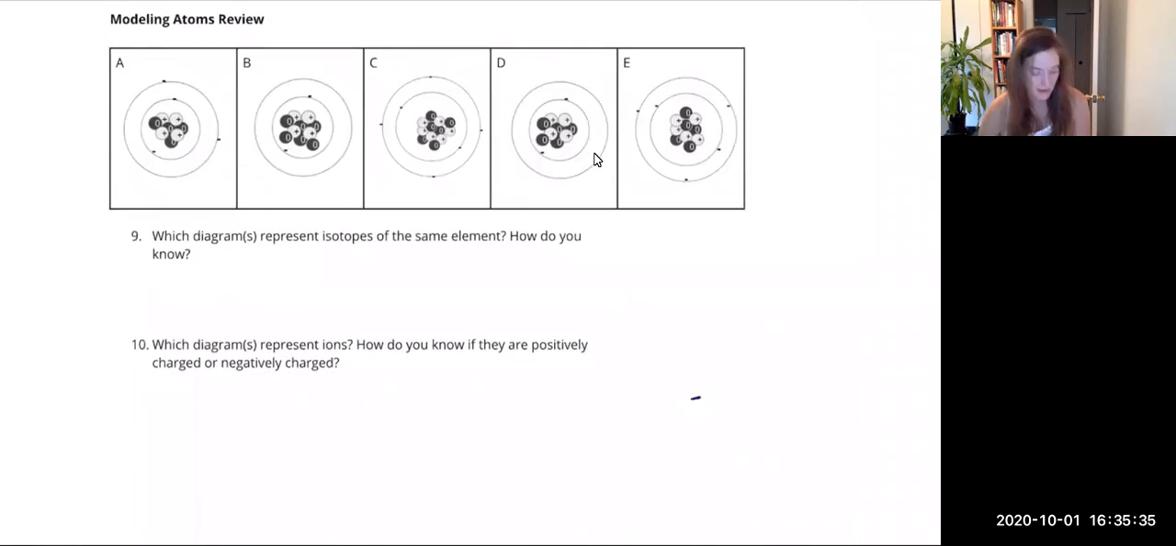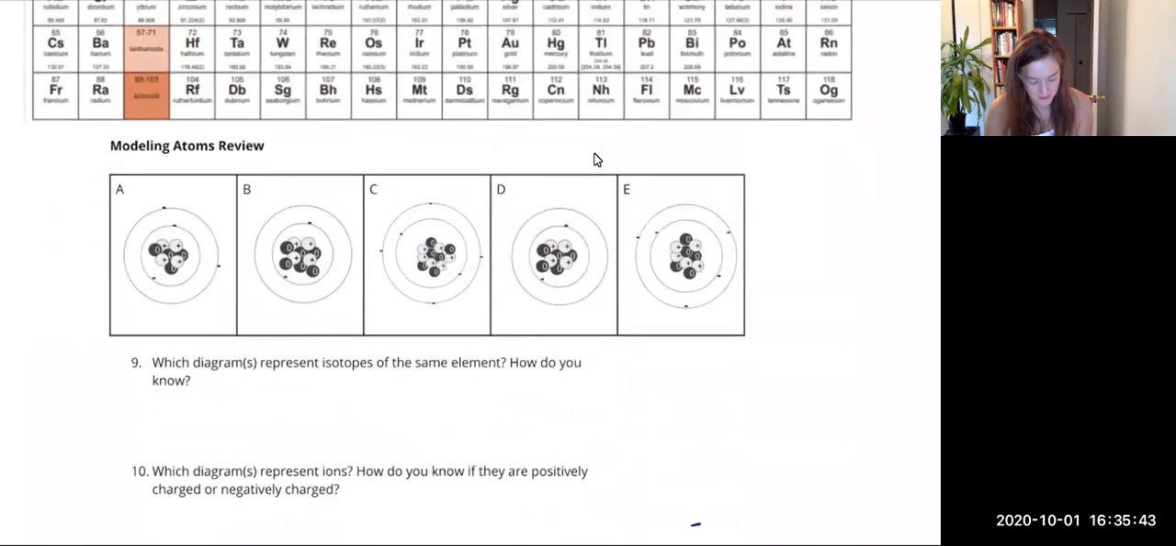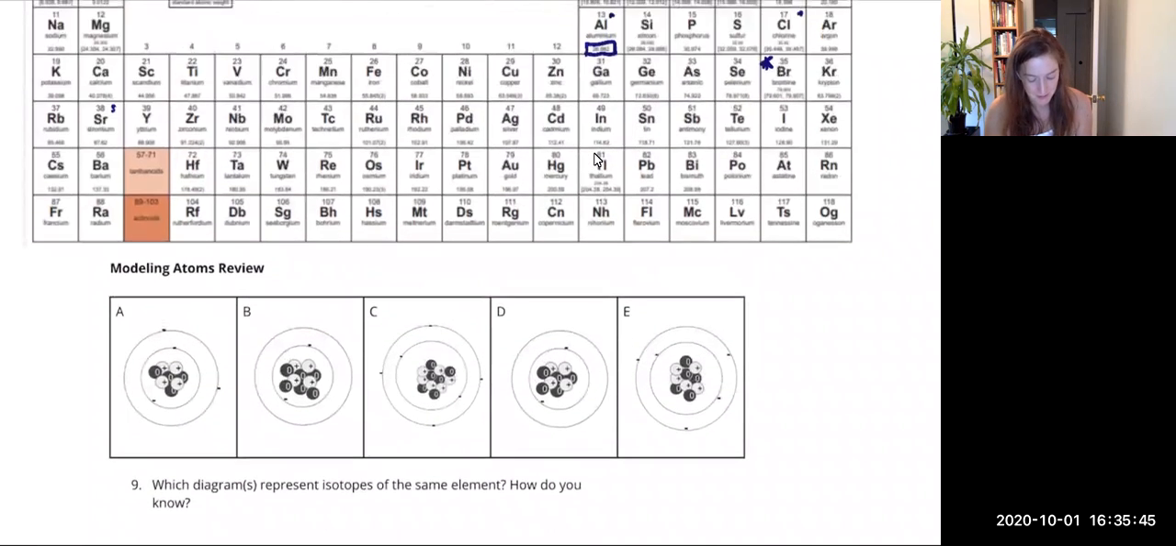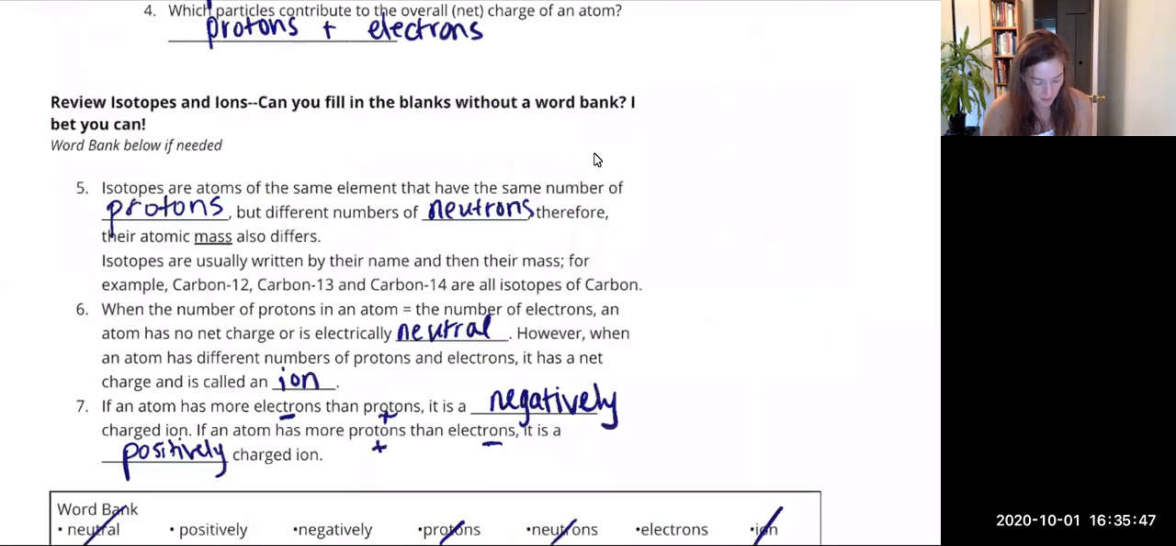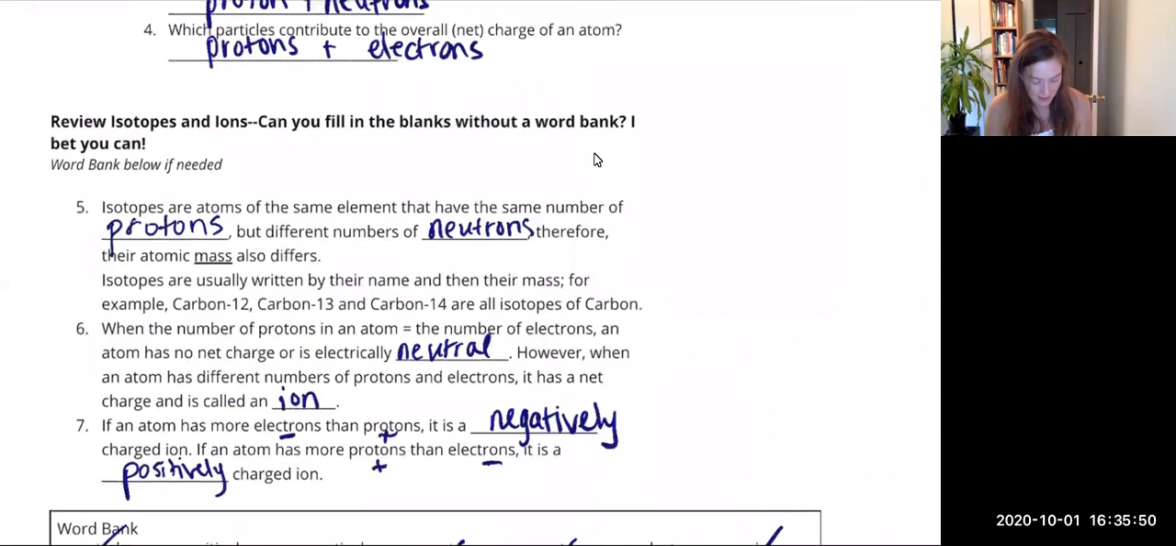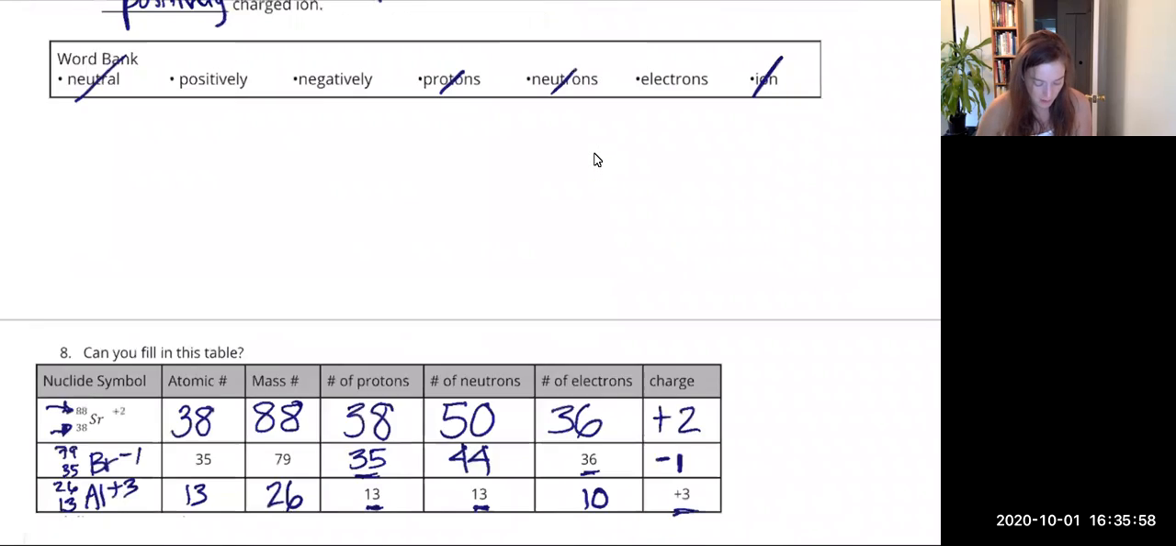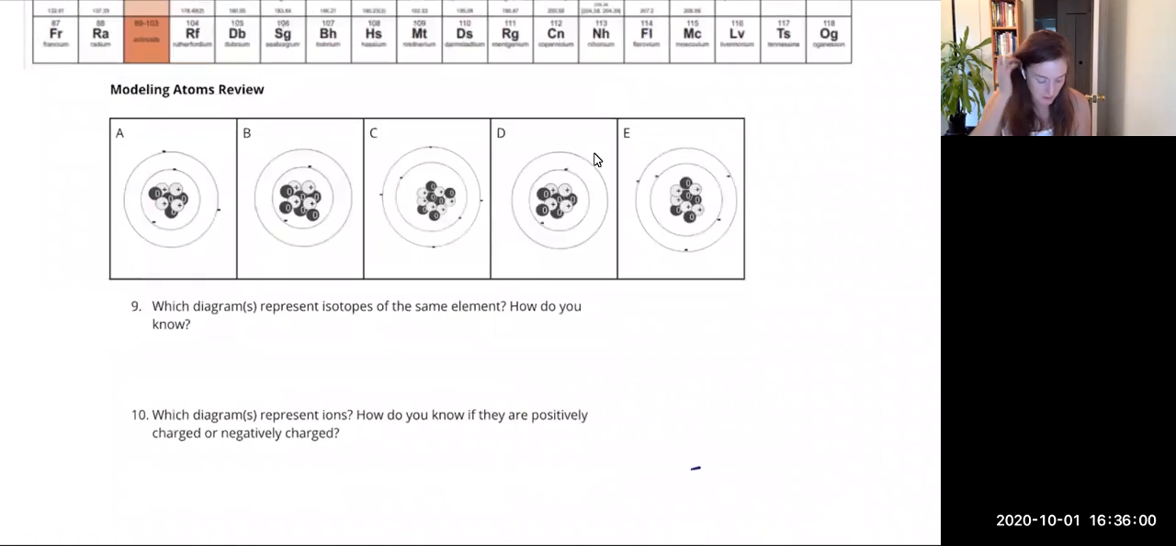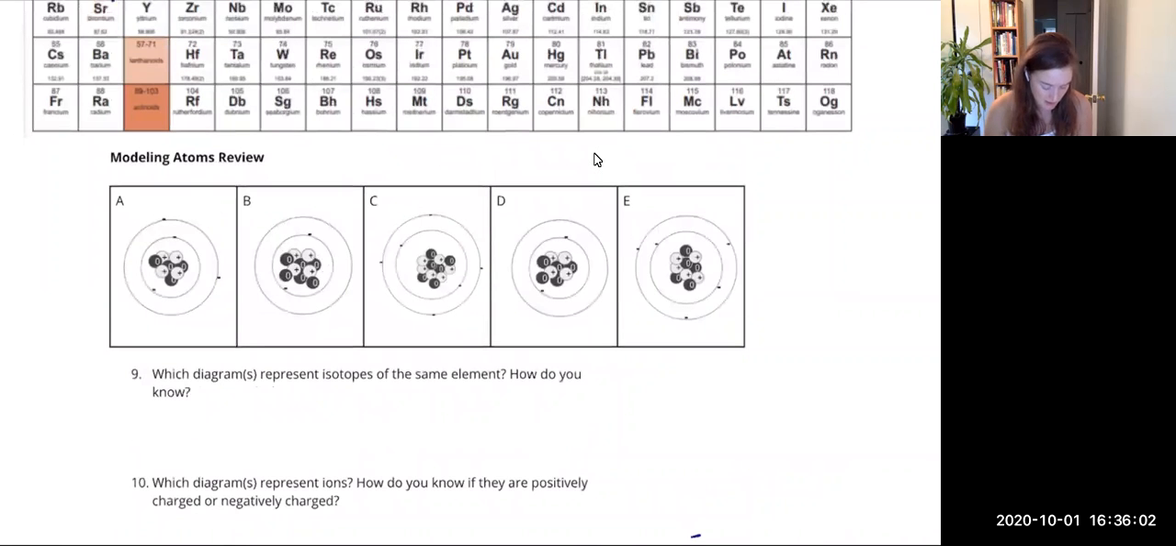Now let's look at the final page here. Ooh, I like this question. Which diagrams represent isotopes of the same element? Okay, so remember, you know what an isotope is. Atoms of the same element that have the same number of protons, but different number of neutrons. So I would go through and do a little count here and see how many each has.